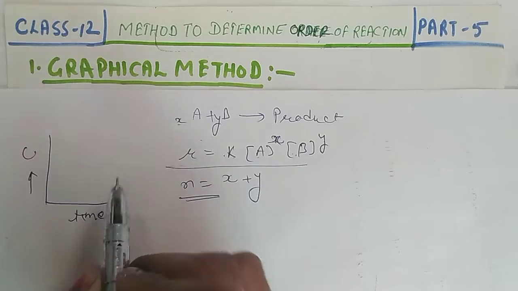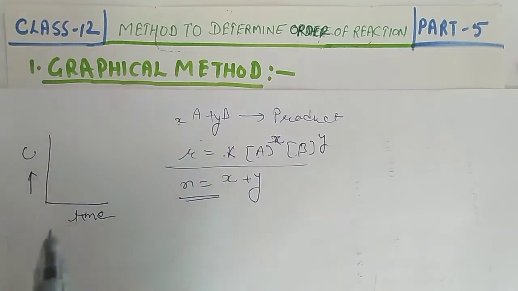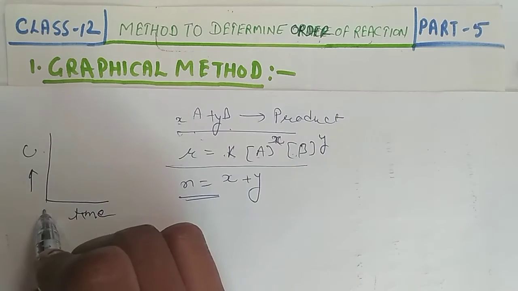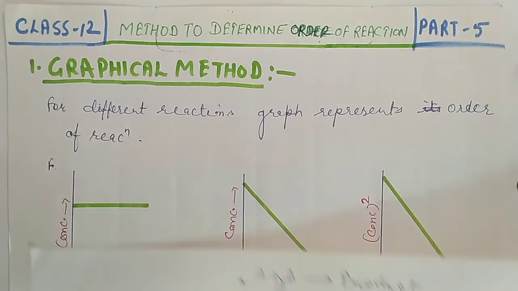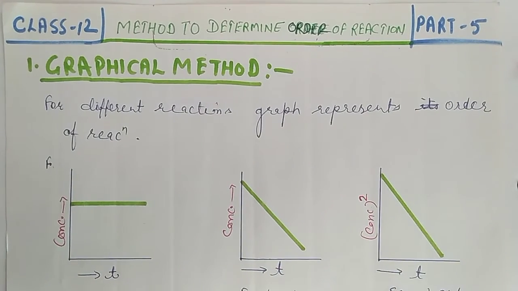To study the kinetics of the reaction, we plot the graphs of time and concentration of the reactant, and we get different graphs like these. For different reactions, the graph represents the order of reaction. For example, one graph is just like this. When we plot the graph between concentration and t, we get a line parallel to the axis of time, which means there is no change in the concentration with time; the concentration of reactant remains the same.